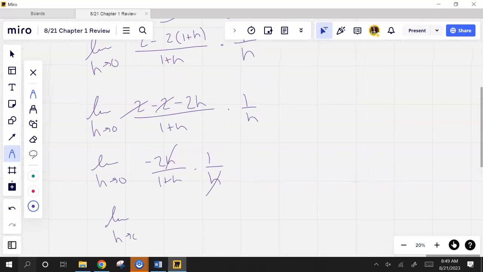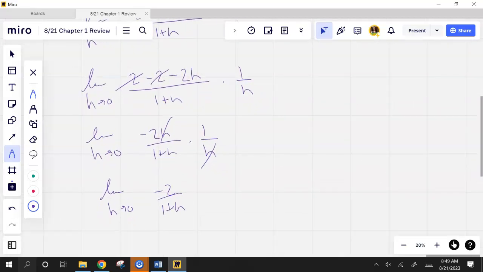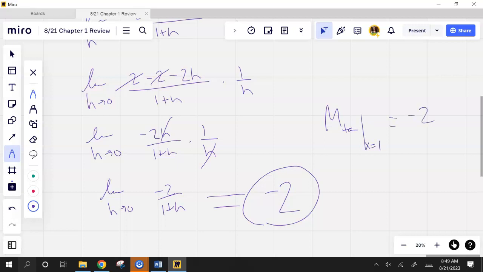The limit as h goes to 0. I can plug in now because I have negative 2 over 1 plus h. If I plug in 0, I get, what did that give me? That gave me the slope only. That's all I have. The slope of the tan line when x equals 1 is negative 2.